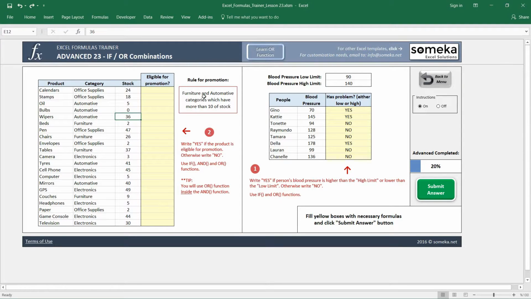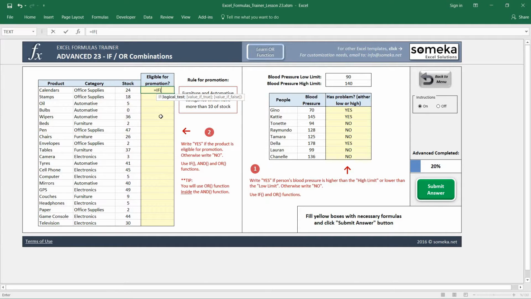The rule for promotion is furniture and automotive categories which have more than 10 of stock. So we are going to make a promotion, but we want to select only furniture and automotive categories. For example, oil is also in the automotive category but has only 5 stock, so we don't want to take oil into the promotion. This is what we are going to do. We are going to use IF, AND, and OR in the IF function. So let's start writing.